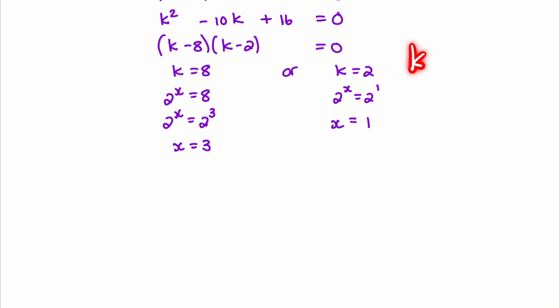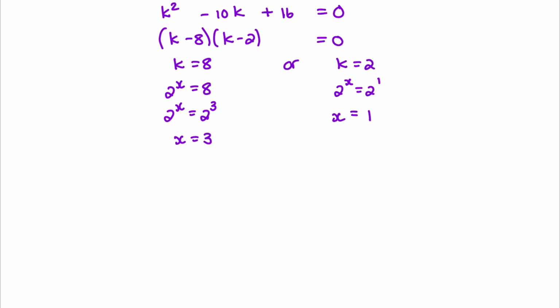So remember, we said k is equal to 2 to the power of x. So I replace the k with 2 to the power of x in each of these solutions. And in the first solution, I can rewrite 8 as 2 to the power of 3. And can you see the bases are the same? So we can see that x is equal to 3.